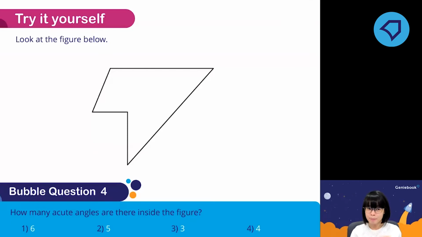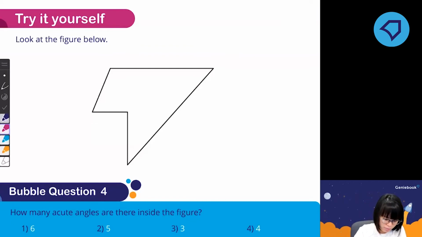Okay. All right, so let's take a look at this one over here. We are going to identify acute angles. So I'm going to point to the angle and you guys are going to tell me whether it's an acute angle or not. Okay, just say yes or no in the chat. All right, so number one, yes or no, is it an acute angle? Yes, excellent job. So this is an acute angle.